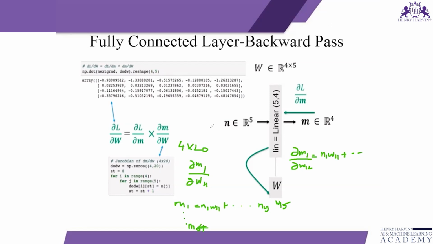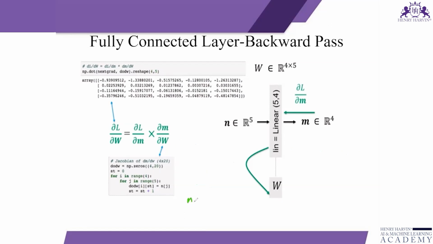So how can I write that now? So m2 is equal to n1 W21 plus n2 W22 plus n3 W33 plus n4 W44, we have till n5, so n5 W25 plus b2. Very simple, right? This is how it goes on, so this is how we will be getting it for everything.